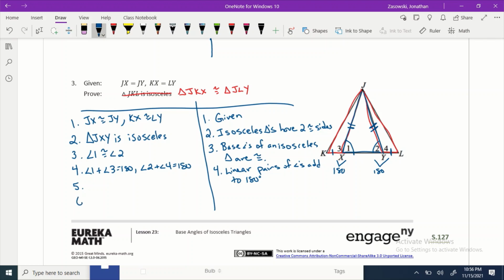Okay, remember, we want to end up with angle 3 congruent to angle 4 here. So once we have the equations equal to 180, we need to set them equal to each other. Okay. All right. So when we set them equal to each other, remember that's either substitution or we can put transitive. All right. And then the last one, how do we get these two to cancel out? We have to use the subtraction property of equality.